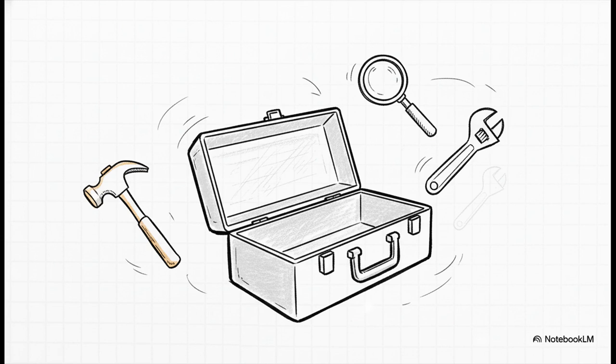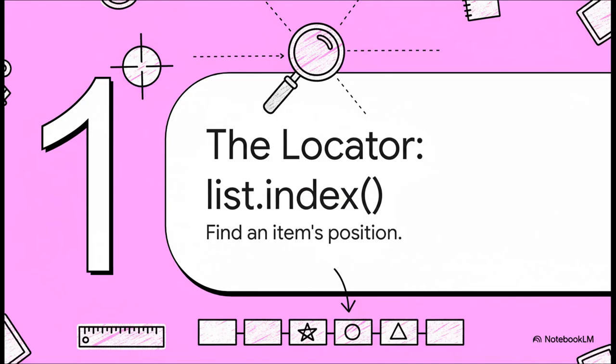We are going to build your Python list toolbox, piece by piece. I want you to think of every method we cover as a specialized tool, ready for a very specific job. Okay, first up in our toolbox is what I like to call the locator. This is the list.index method. Its job is simple, but it is absolutely critical. It finds an item's exact position inside a list.